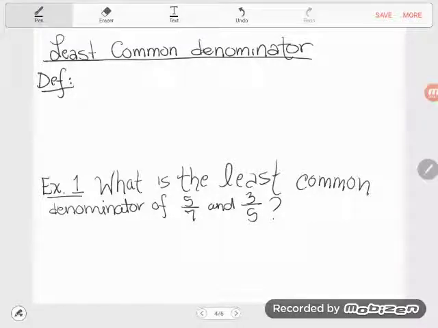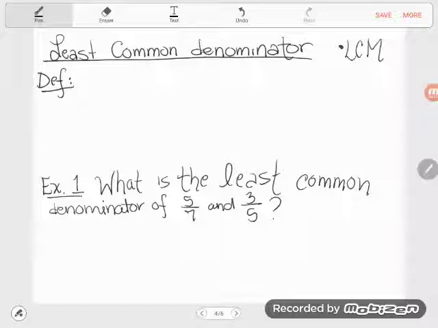Hey, math students. GED student Shelby had a question about least common multiples and least common denominators. So I did the least common multiple video already. Wanted to show that to you guys first. So if you haven't seen that one, I suggest you go back and take a look at that video because you need that skill in order to understand this video.